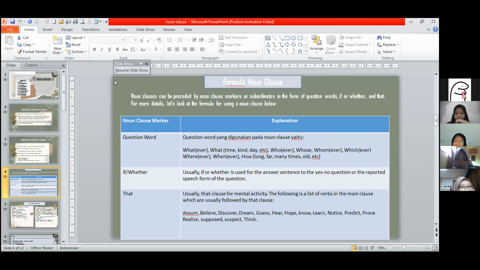The following is the list of verbs in the main clause which are usually followed by the clause: assume, believe, discover, dream, guess, hear, hope, know, learn, notice, predict, prove, realize, suppose, suspect, think.